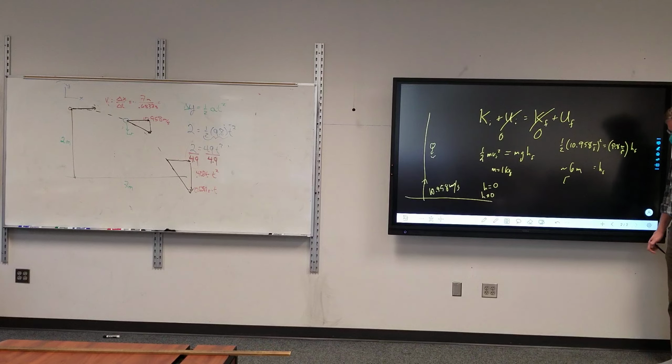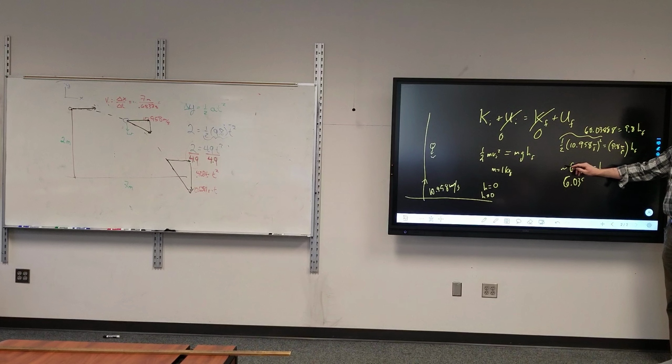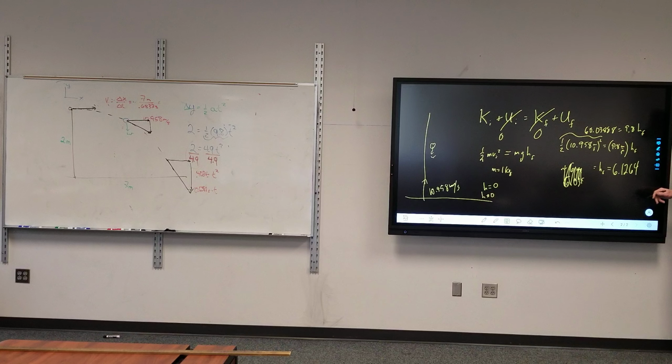It will be 60.03888, so 60.0388888 is equal to 9.8 times HF. And if we divide it by 9.8, it will be 6.1264. Units? Units.